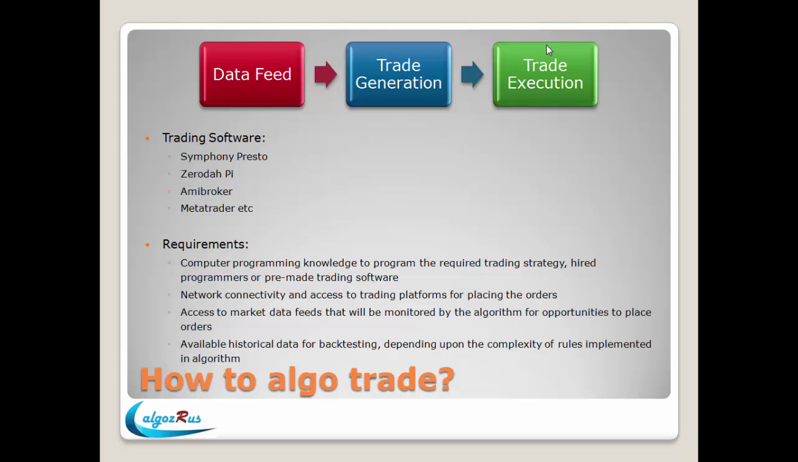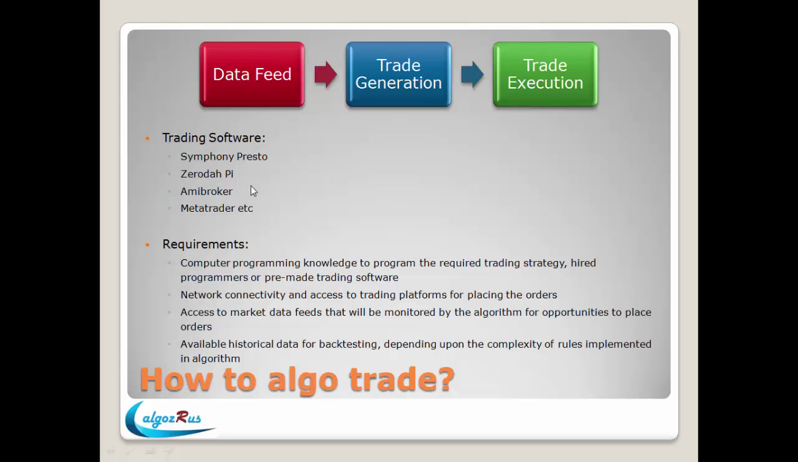Now, which are the trading softwares available at the moment? Well, there is Symphony, Presto. They have their own data, they provide their own data feed also, and they have their own coding software. You can code in Presto. It's a phenomenal software, and I'm using that for my trading. I'll get into that a little later, and it also allows trade execution through them. Similarly, you've got Zerodha Pi, from the Zerodha broker. It's a reasonably good software. Some of my friends are trading using this, and they are quite happy with it.